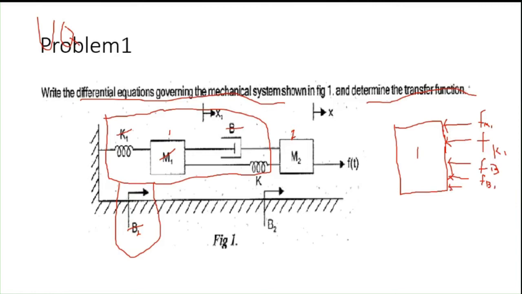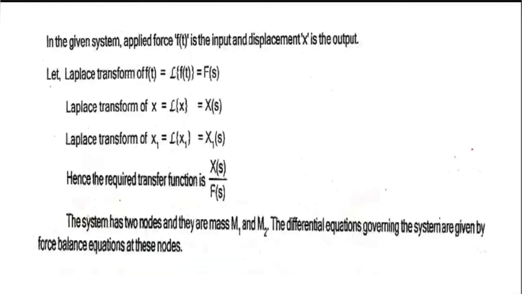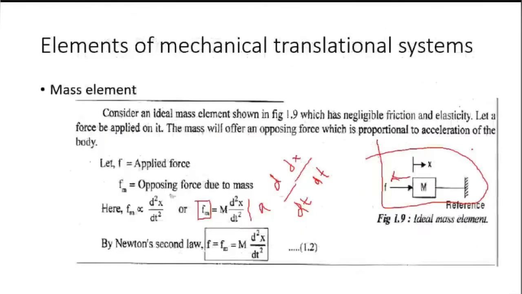So this is due to this spring K. Fk is connected. So this is the free body diagram of node 1. Okay. So you can see this is the free body diagram of node 1. Is it clear? Have you got how to draw the free body diagram of a particular node? Yes, sir. Okay.